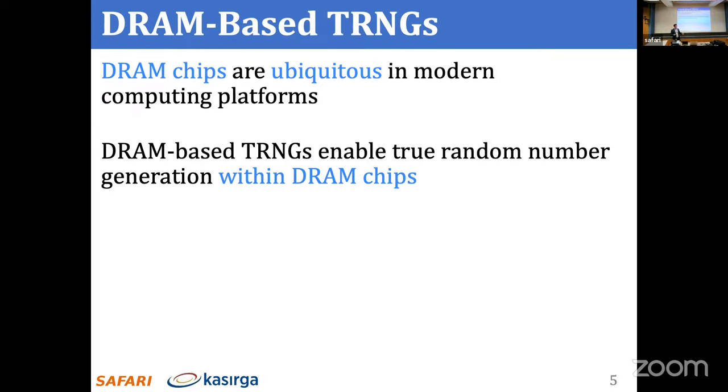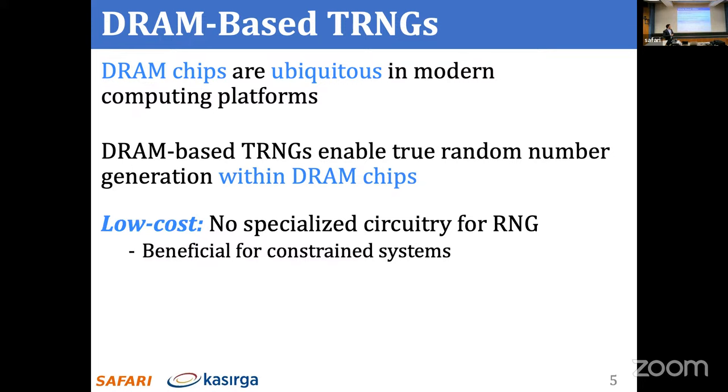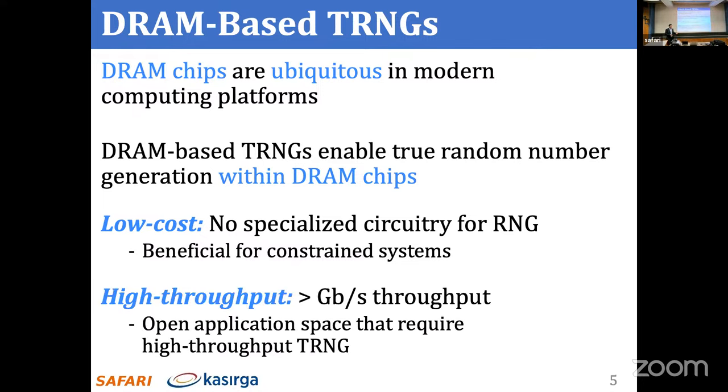They're everywhere in modern computing platforms. And DRAM-based true random number generators enable true random number generation inside DRAM chips. They're low cost because you don't need additional specialized circuitry to generate true random numbers. So they're beneficial for constrained systems where you don't have these hardware-based true random number generators.